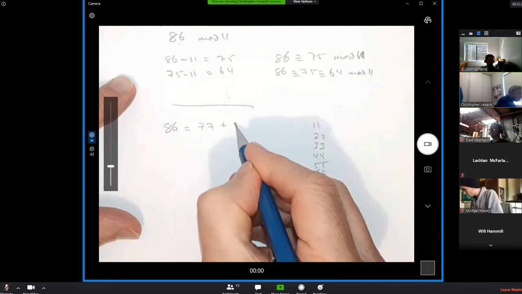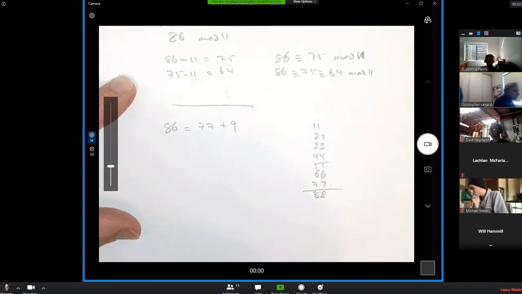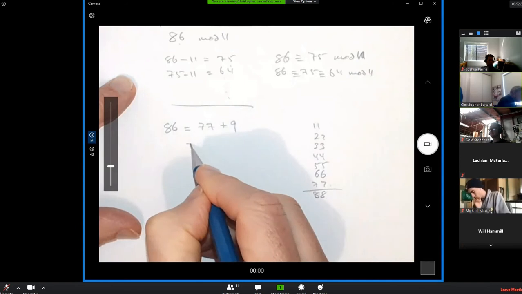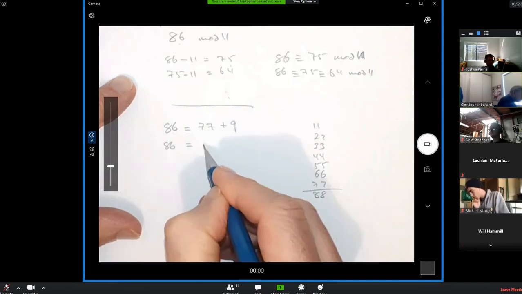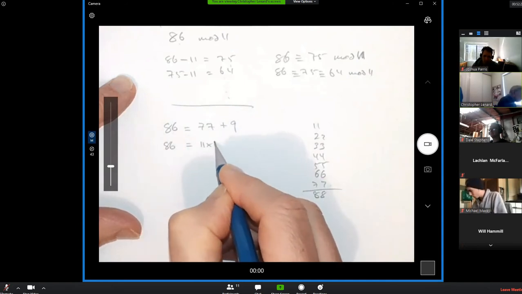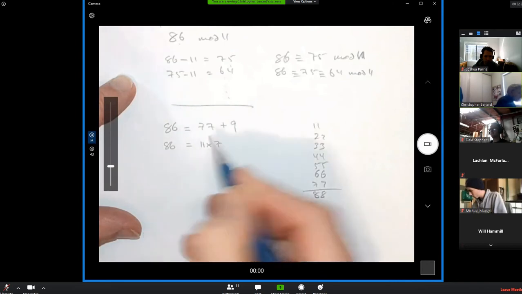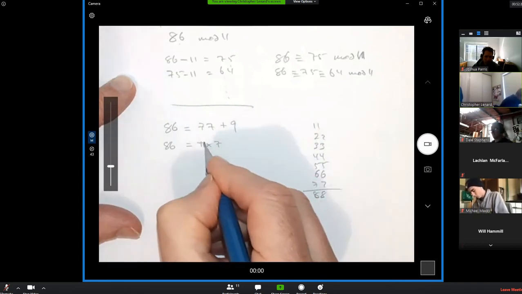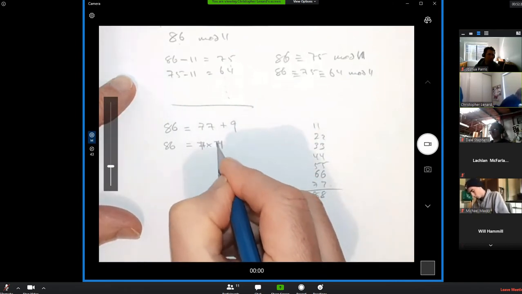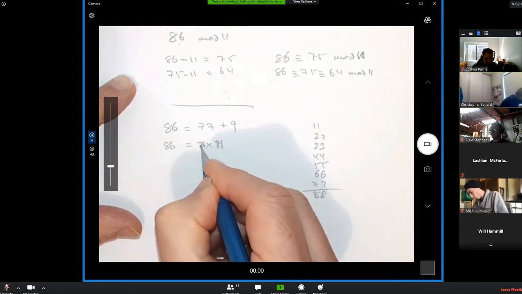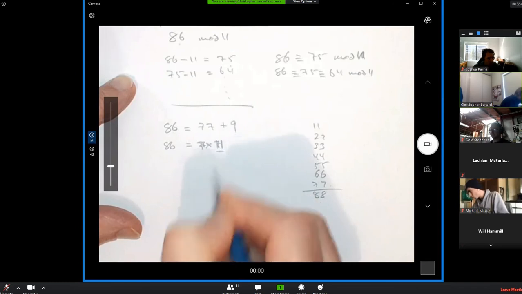Plus 9. Okay. Or a better way of writing that is that 86 is some multiple of 11. Oh, sorry. Yeah, do it this way, actually. It doesn't matter which way you do it. I tend to like to say the multiple of whatever.